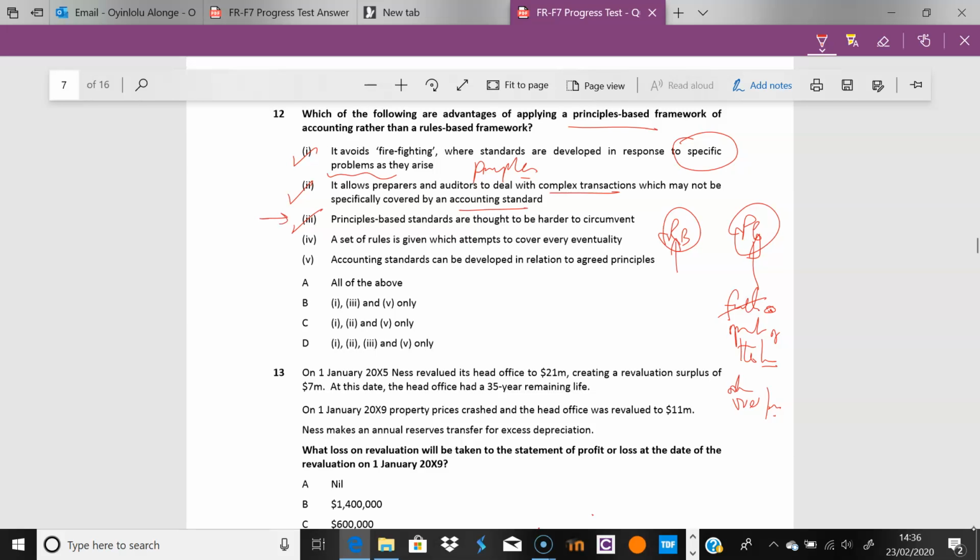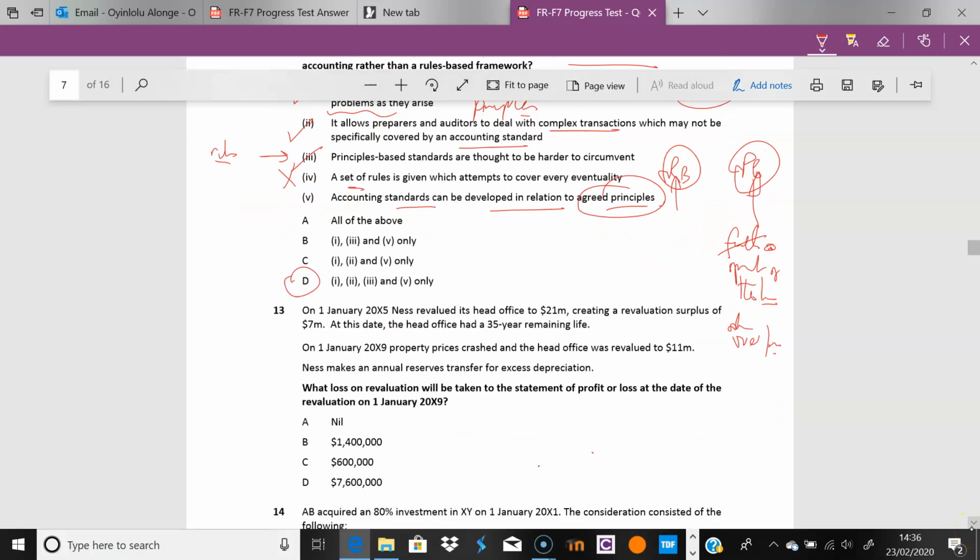You're less likely, if it's rules based, then it's easier to circumvent. It's not a set of rules. And accounting standards can be developed in relation to agreed principles. So it's very much, again, like I say, following principles. And so the answer here is D.